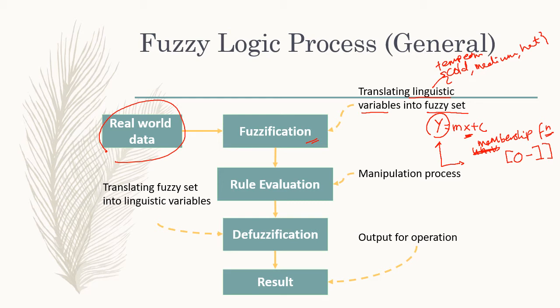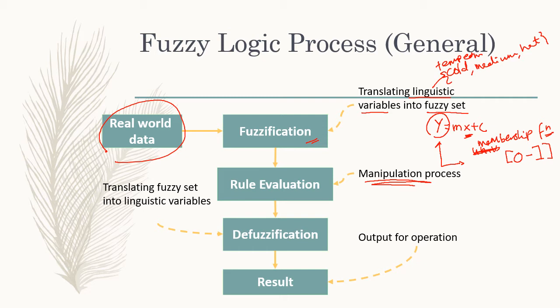Next we will go to the next process, that is rule evaluation. This is where the manipulation process occurs. We have a few rules, and from those rules we evaluate them, and then we will get the value of the output or the consequence. Then we will go to the third process, that is defuzzification.